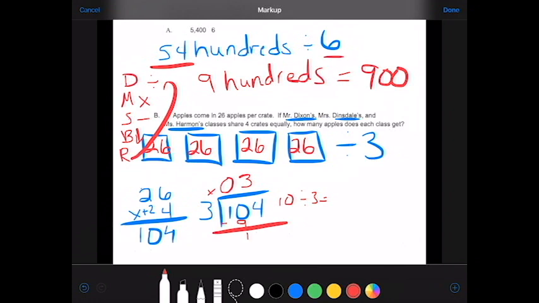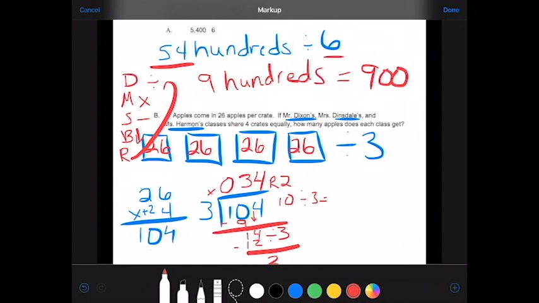After I subtract, I bring down. So I bring down the 4. And I do 14 divided by 3. 14 divided by 3 is 4, because 4 times 3 will give me 12. And that's pretty close to 14. When I subtract, I get 2. So the 2 is the remainder, right?